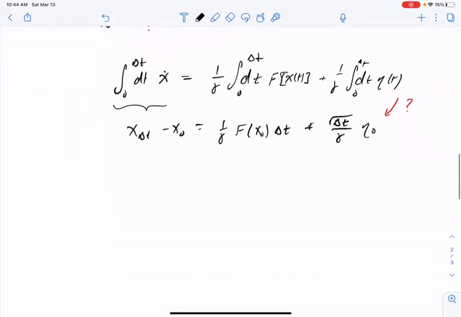Okay, so now we have a discrete update. We go from x naught to x of delta t. It depends on the force, which is uniquely determined by x naught, and this noise. So what is the probability of making this transition? What is the probability that I actually do get to x of delta t, given I started at x naught?